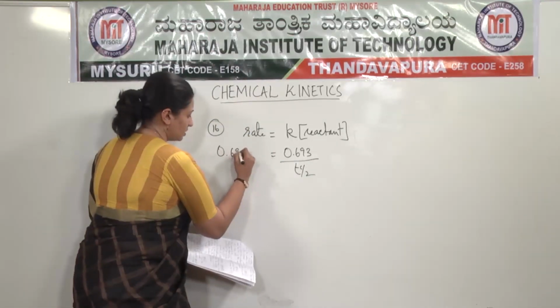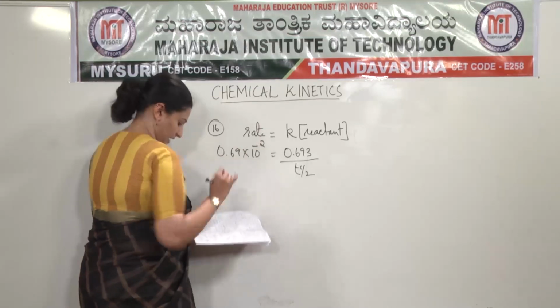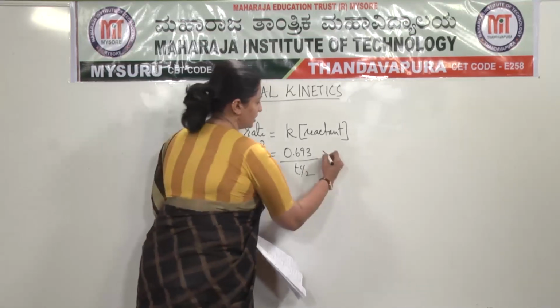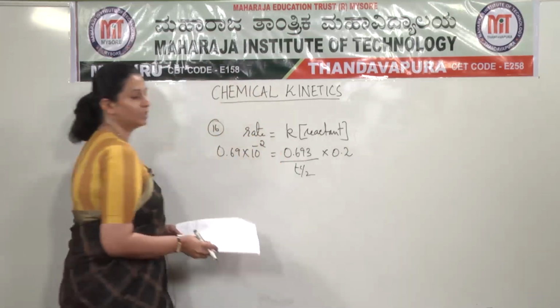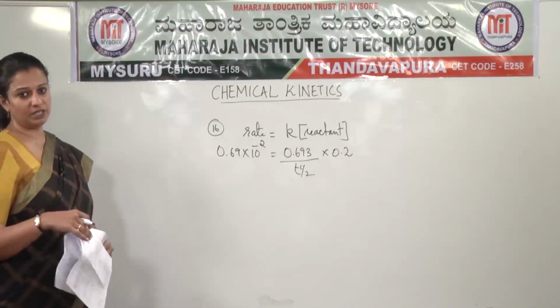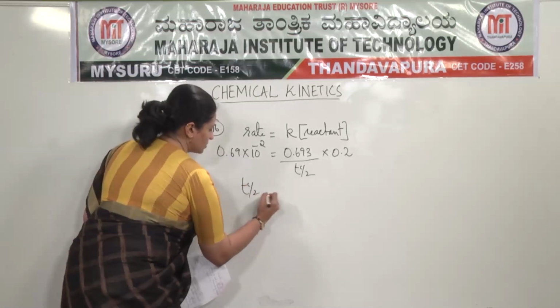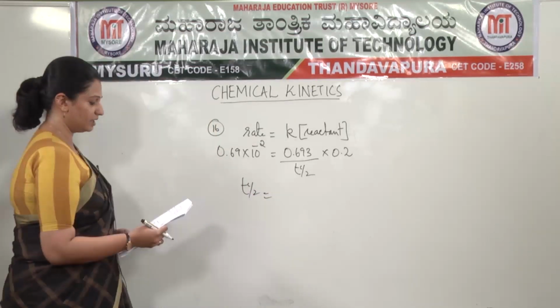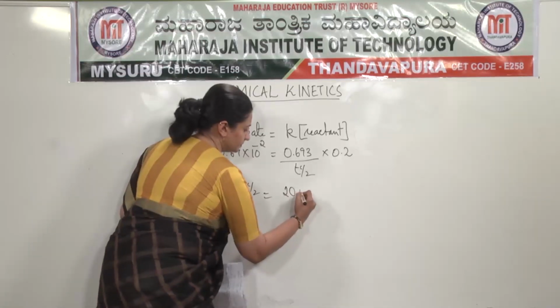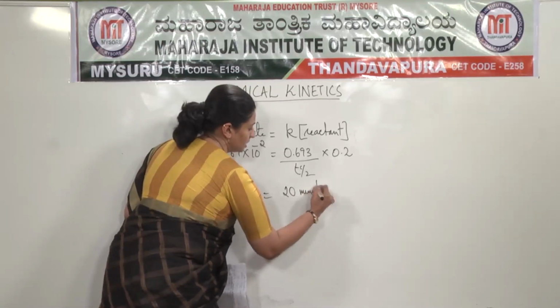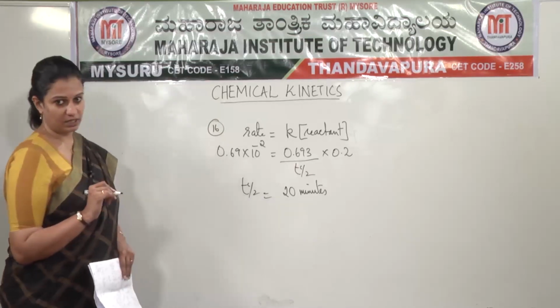So how much is the rate given? The rate given is 0.69 into 10 to the power minus 2, and the initial concentration given is 0.2 moles per liter. So you just have to calculate T half. You cross multiply, and if you calculate T half, this comes out to be 20 minutes.